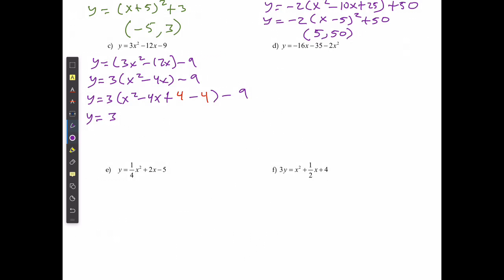Y is equal to 3 bracket x squared minus 4x plus 4, and when I move that -4 out, I got to multiply by the 3, minus 9, and minus 12. Y is equal to 3 bracket the square root of x squared minus 4x plus 4 is x minus 2 squared. And combine the like terms, negative 9 and negative 12 make negative 21. And my vertex is going to occur at 2 and negative 21.